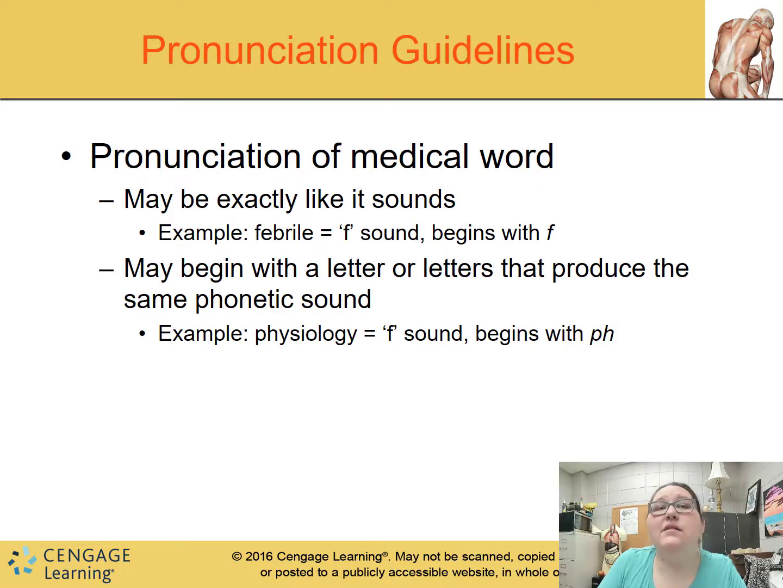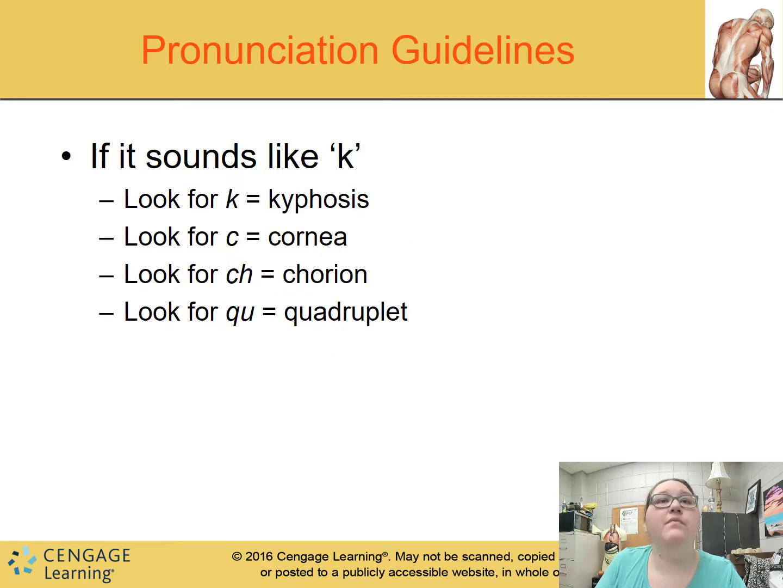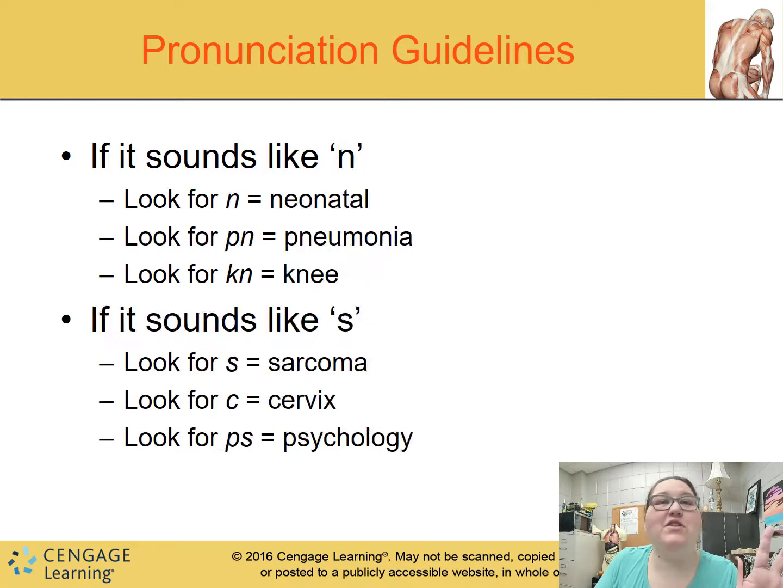Pronunciation guidelines. We're going to go over a few word sounds. So we know the F, like febrile. Sorry, I always roll my R with that one. Has a F. Physiology, PH, has a F sound, right? So words with a J sound. Jejunum, genesis, gingivitis, gyrus. K sounds, kyphosis, cornea, chorion, quadriplegia, quadruplet. I don't know why I always want to switch that on the end.